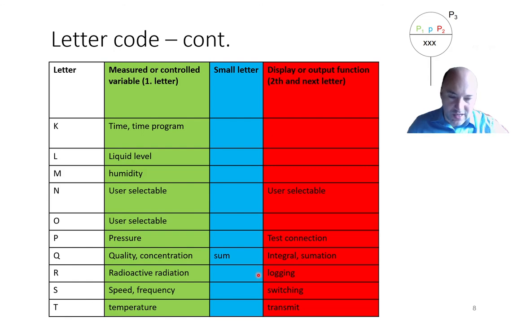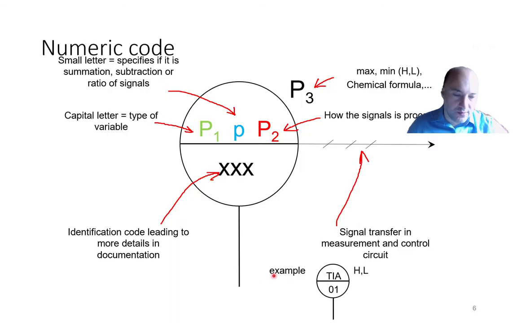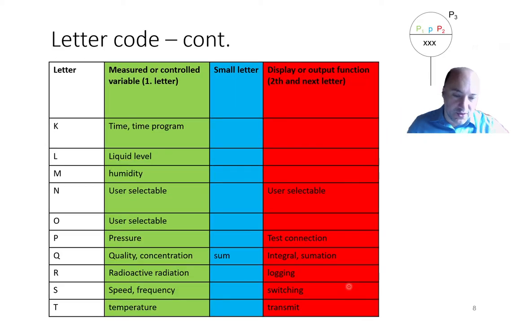If, for example, I would go back to my symbol here, we see TIA, and if I would add the letter R at the end, then it means that I'm displaying the data locally on some display. I'm indicating that somewhere, but I am also recording the data and I'm storing and logging the data somewhere in the memory.